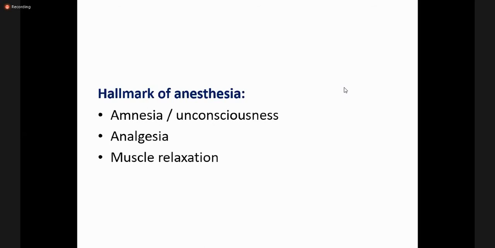So a combination of drugs means it could be intravenous, it could be inhaled anesthetic agents, right? So this point is important. The ideal anesthetic agent should be able to produce these three important characteristic features: unconsciousness, analgesia, and muscle relaxation.